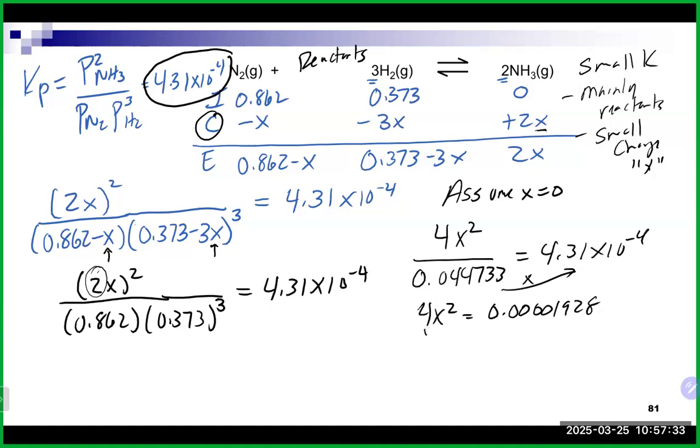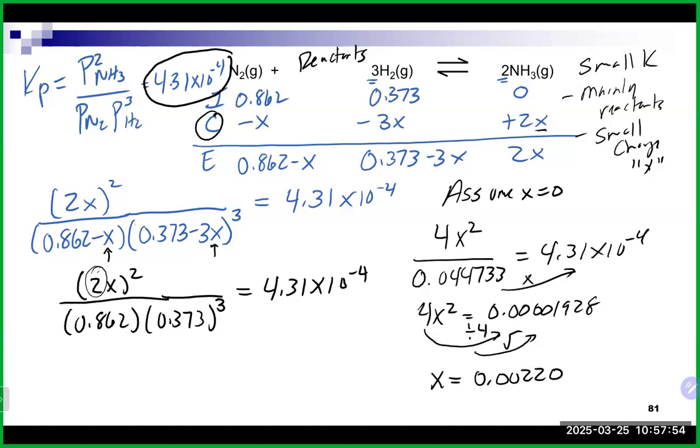0.00001928. I'm going to divide first by 4, and then I'm going to square root it, all in one move there. So I'm going to take that number divided by 4, hit equals, and then square root it. And after you square root it, you will get an x value of 0.00220 in this case.